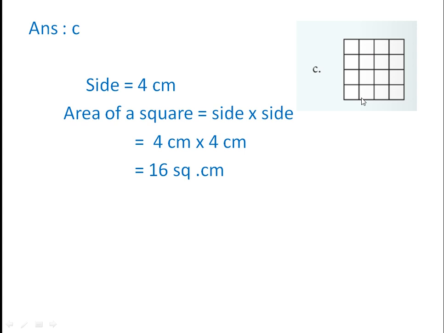What is this picture's name? This is a square. Write down the statements like this: side is equal to 4 centimeters. What is the formula for the area of the square? Side multiplied by side. Write down the side value 4 centimeters and also 4 centimeters. 4 fours are 16 square centimeters, the answer for this problem. Like this, we should find out the picture name and also calculate the picture problems. This is very important in this chapter: the formulas.